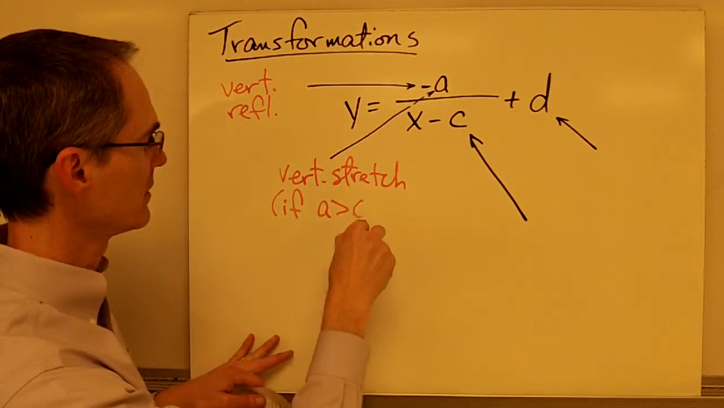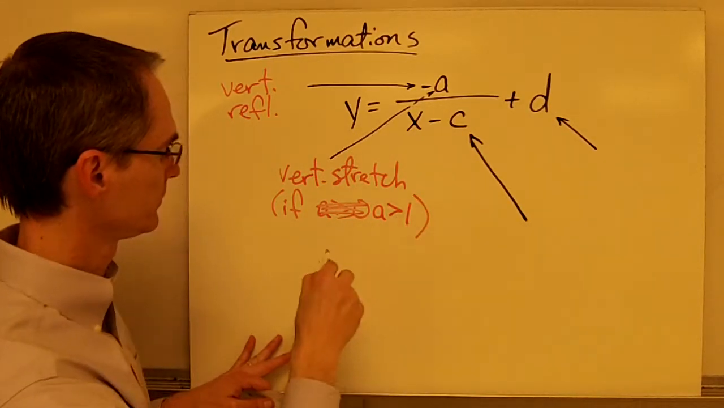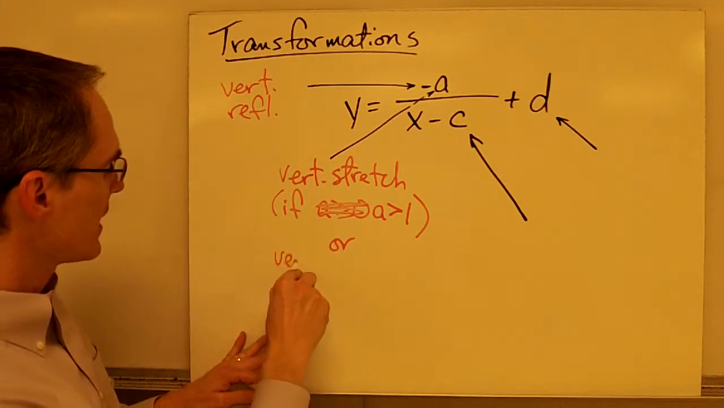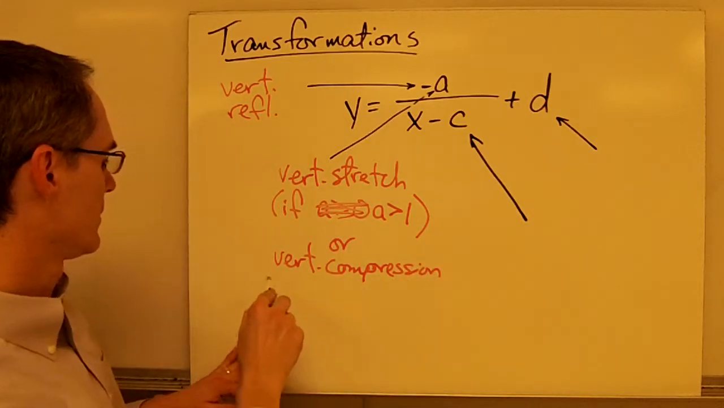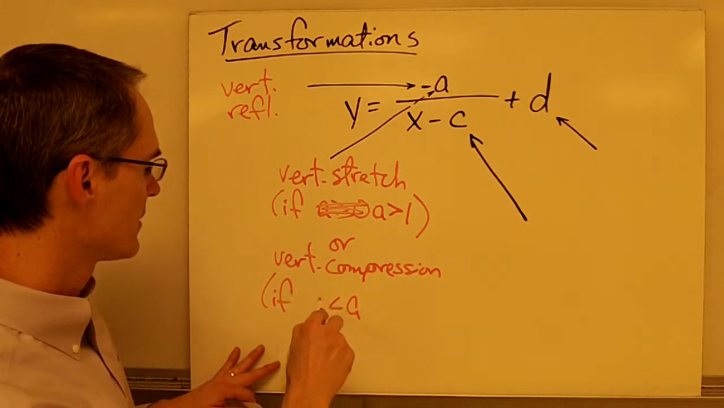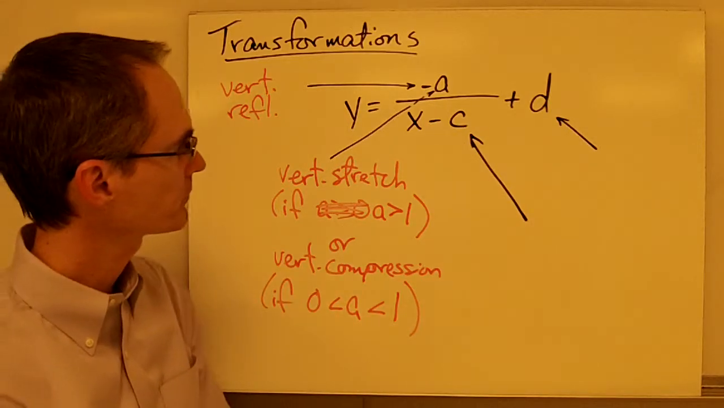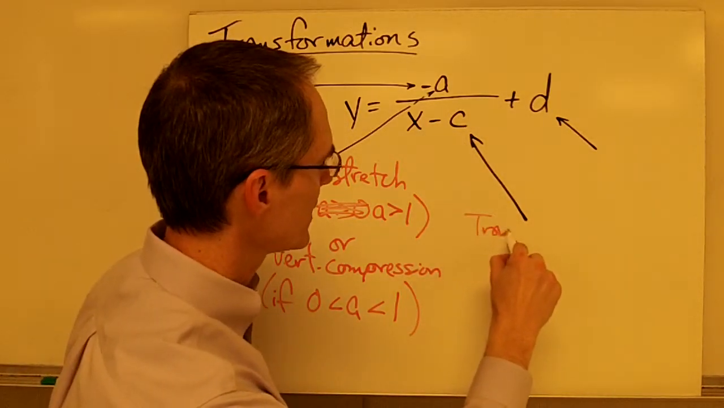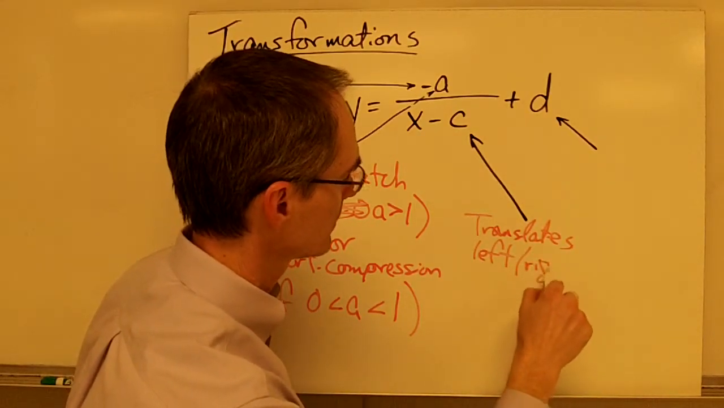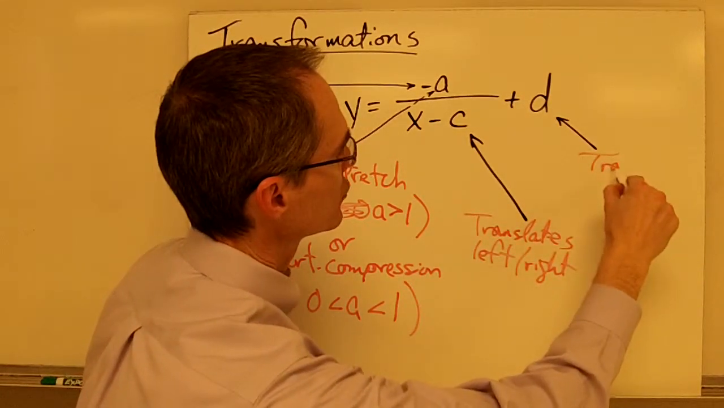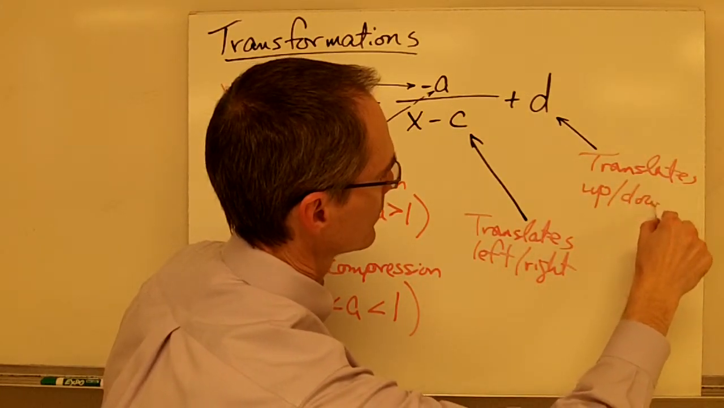If a is greater than 1, it causes a vertical stretch. If a is greater than 0 and less than 1, that is, if it's a fractional value between 0 and 1, it causes a vertical compression. C translates the graph left or right. And D translates the graph up or down.